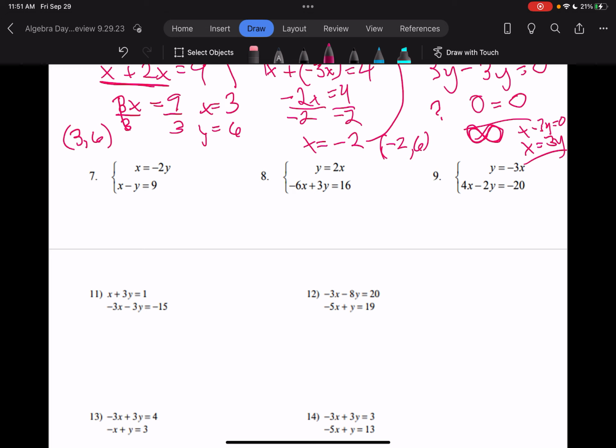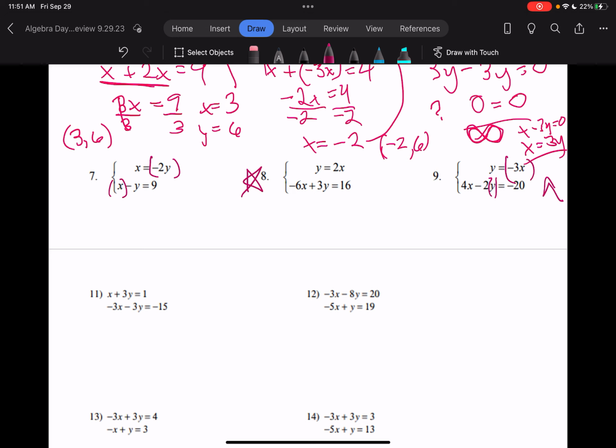Let's look at number 8. You can do number 7 and number 9 yourselves. Substitute that in here for x, substitute this in for y. For this one, be careful with your signs, be careful with those negatives. But let's look at number 8.